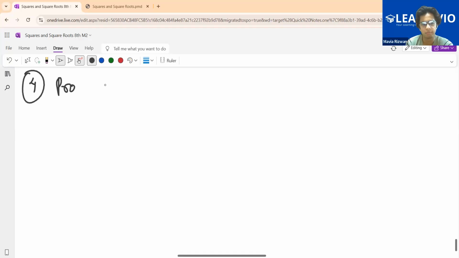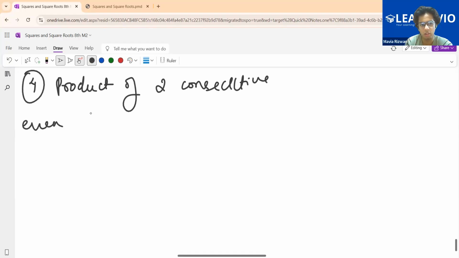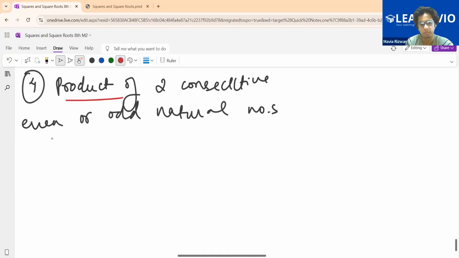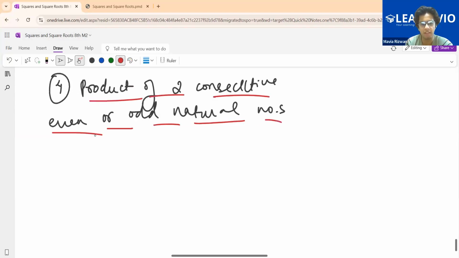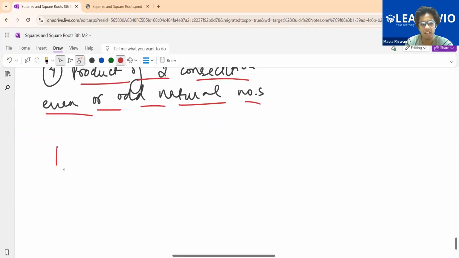Product of two consecutive even or odd natural numbers. Okay, now see. Suppose I have two consecutive odd numbers, that is 11 and 13. So 11 into 13 is equal to 143.